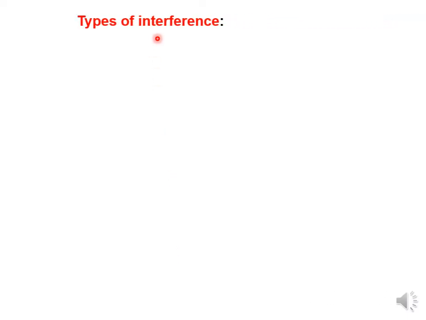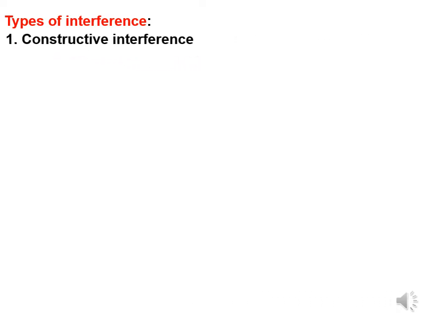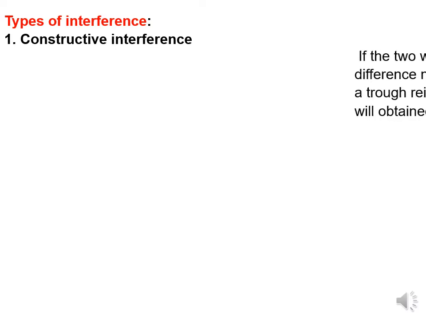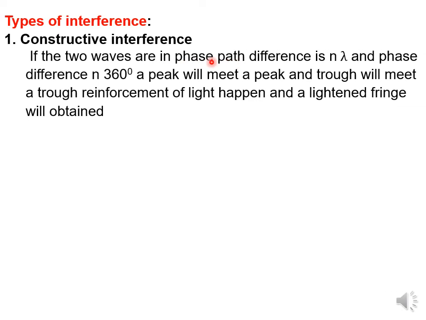Types of interference: constructive interference. If the two waves are in phase, path difference is n lambda, where n integral number 1, 2, 3 and so on, and phase difference n, also n here is an integral number 360 degree.